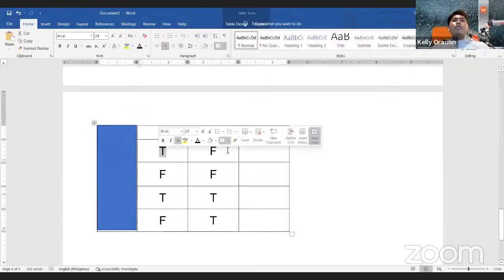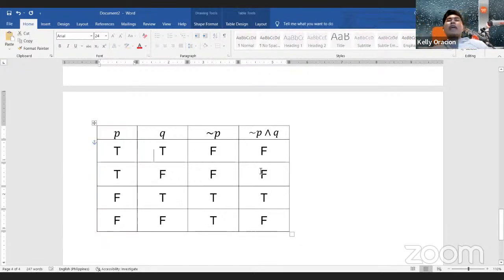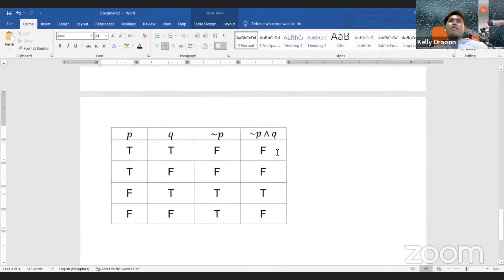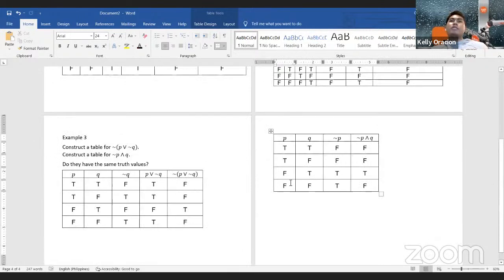So, true, false, false. False, false, false. True, true, true. False, true, false. Now, what can you say? What can you infer about the two tables?